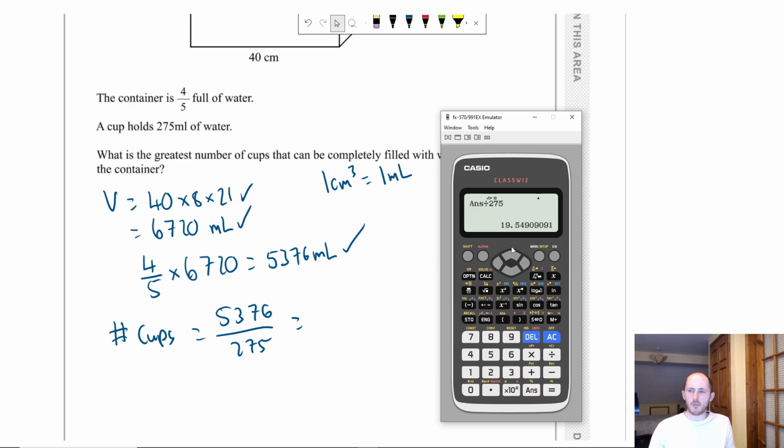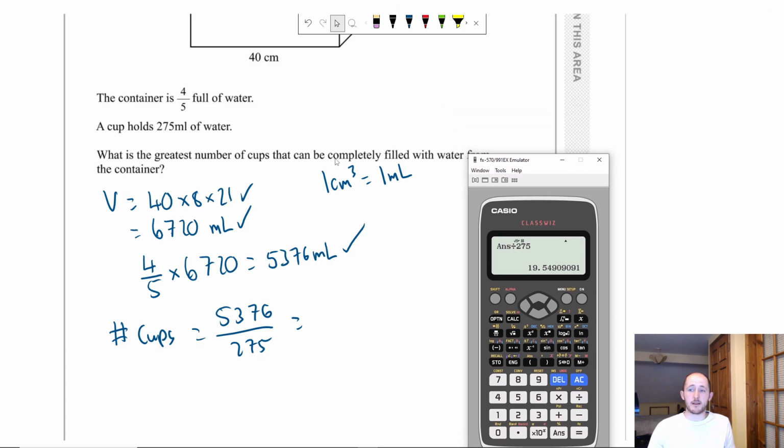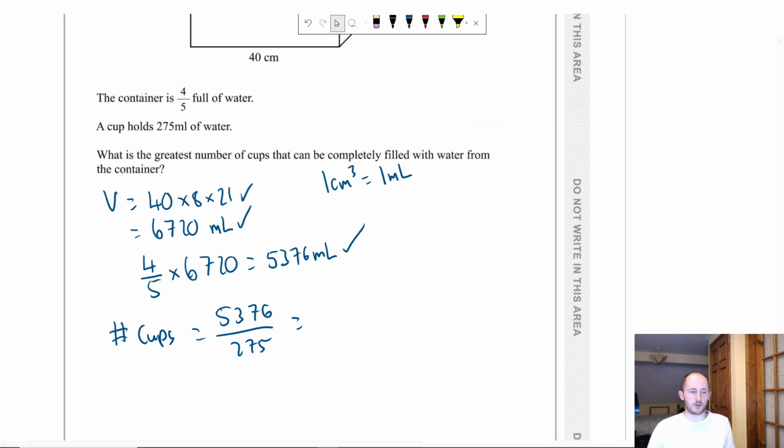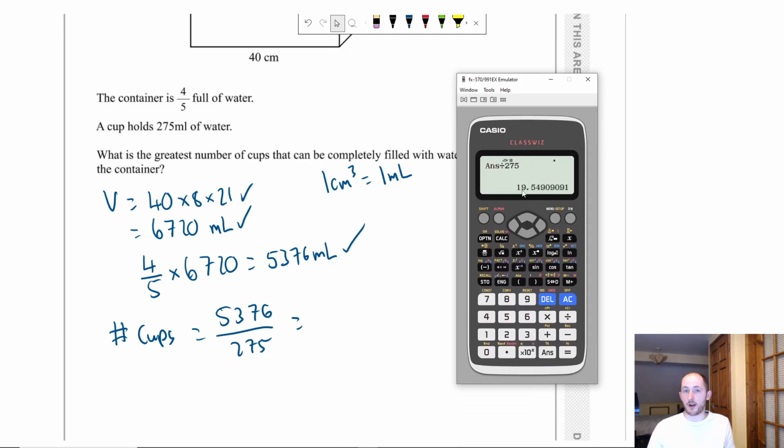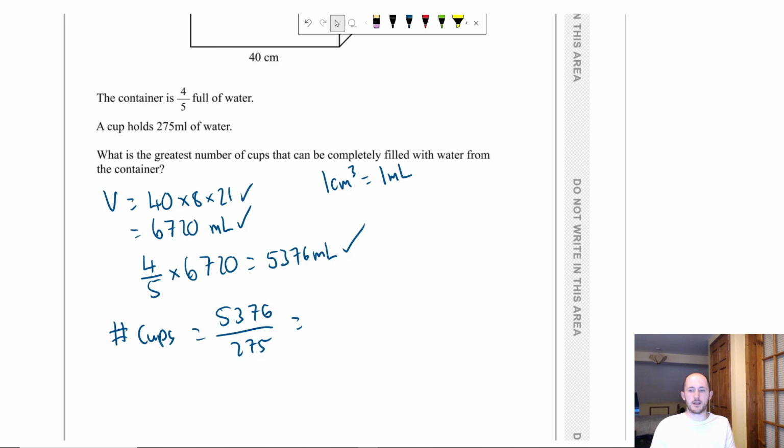right? So the question is, what do I write? Do I write 19.5? Well, it says the greatest number of cups that can be completely filled. So half a cup is not going to do it. But I shouldn't round up, right? Because it can't fill 20 cups. It can only fully fill 19 cups. So I'm going to say 19 cups. Or we can actually write, if you want, the working out as well. So 19 cups completely. That would be the best way to write it, to guarantee all of the method marks.